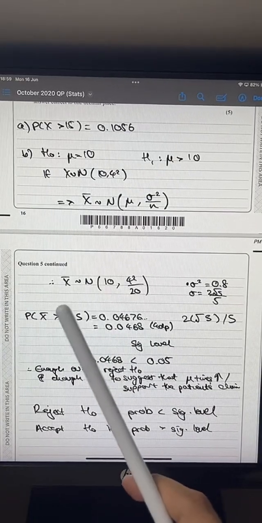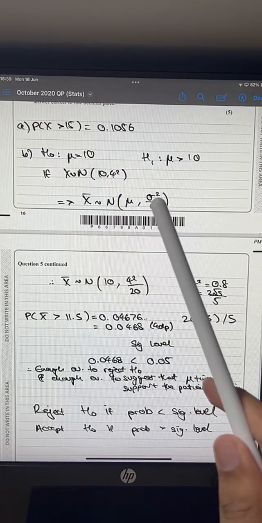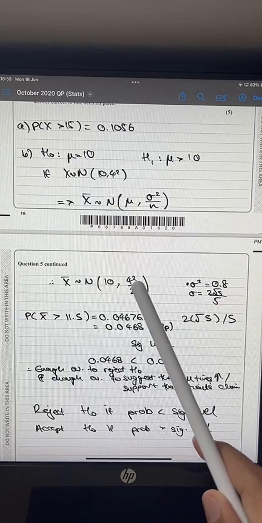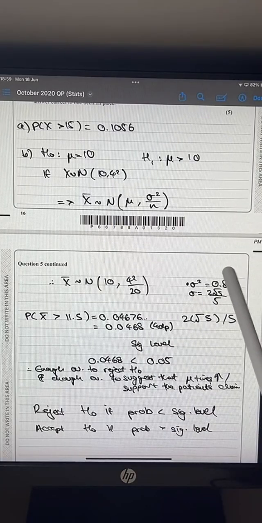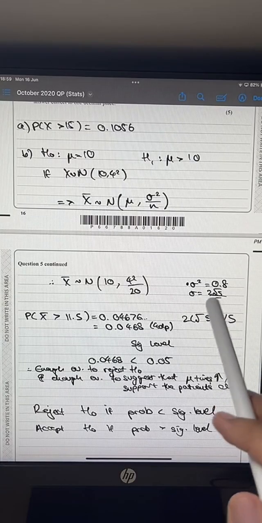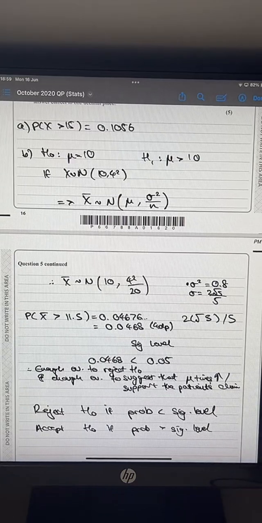So x bar is normally distributed with a mean of 10, and I've got 4 squared, which is as before, and I'm just dividing that by 20. So I know that sigma squared is 0.8. That is equal to 0.8. So sigma is going to be equal to the square root of that, which is 2 root 5 over 5. I'm writing this on the side just so I know what's easy to put into my calculator when it comes to it.